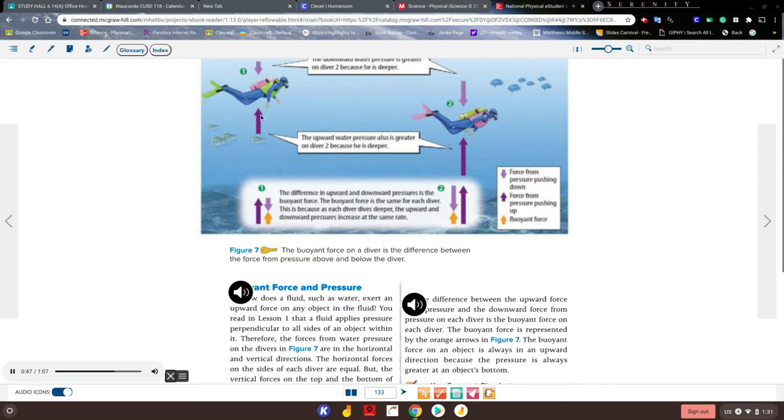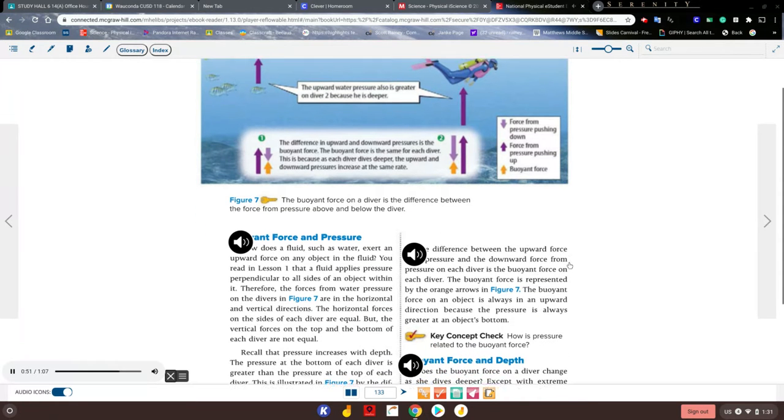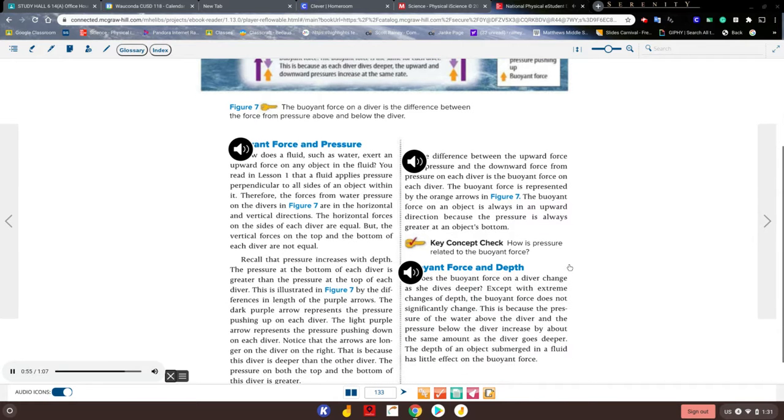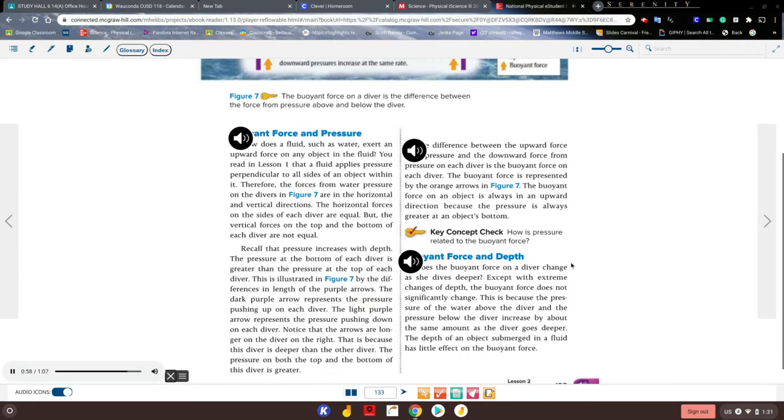The dark purple arrow represents the pressure pushing up on each diver. The light purple arrow represents the pressure pushing down on each diver. Notice that the arrows are longer on the diver on the right. That is because this diver is deeper than the other diver. The pressure on both the top and the bottom of this diver is greater.